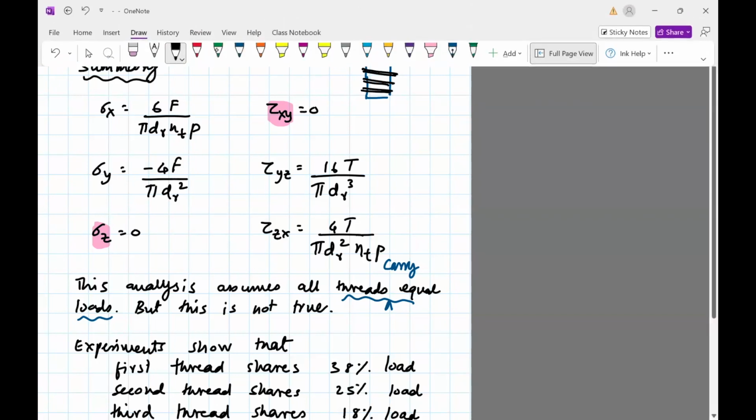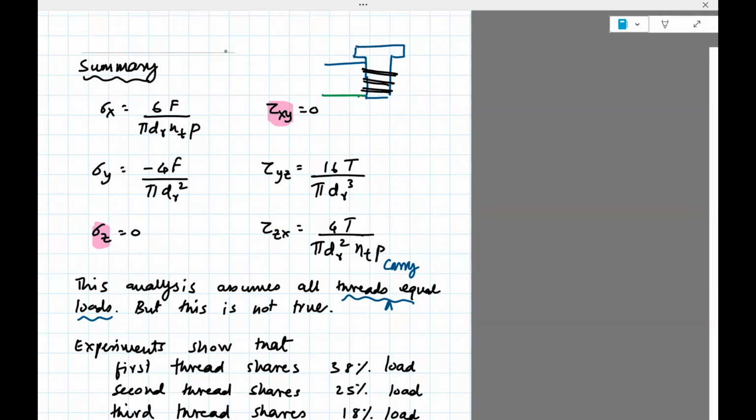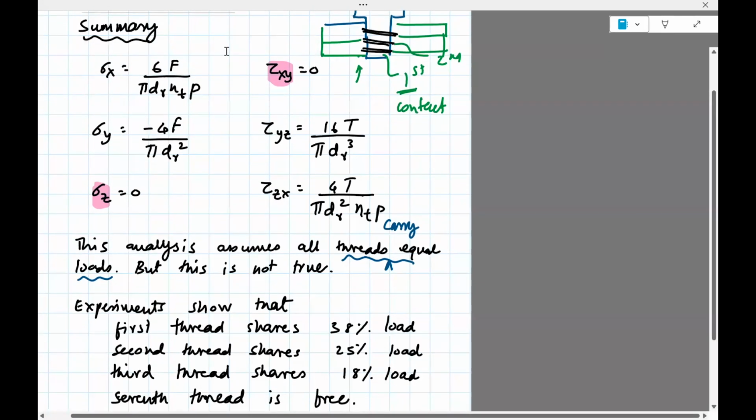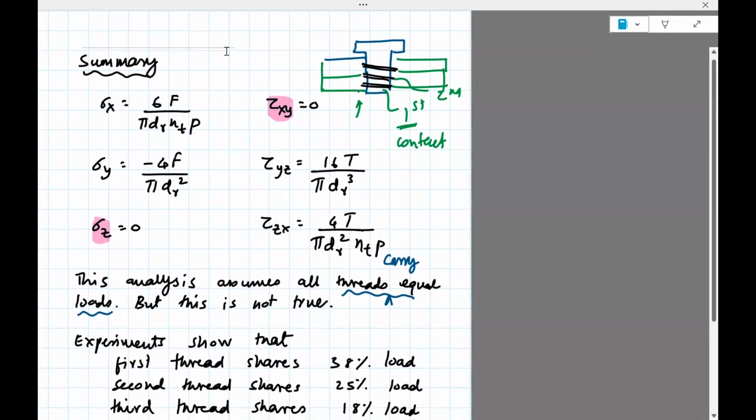Again, so this is, say, screwed to something. This is the first thread, this is the second thread, and so on. So this one makes contact first. When you turn it on, the first thread is that one. Now this assumes that all those threads have equal stresses. Turns out empirically that's not the case.